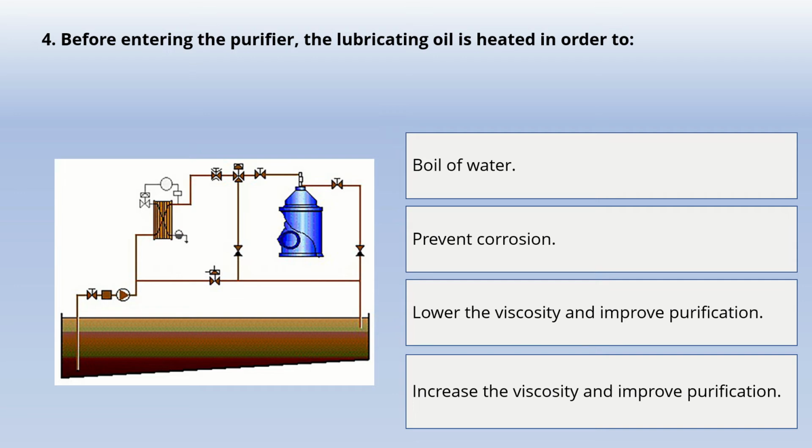Our next question is, before entering the purifier, the lubricating oil is heated in order to, and the options are boil off water, prevent corrosion, lower the viscosity and improve purification, increase the viscosity and improve purification. And the correct option for this question is lower the viscosity and improve purification.